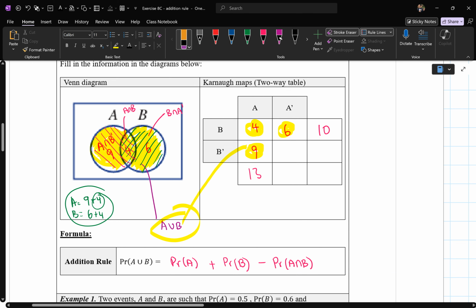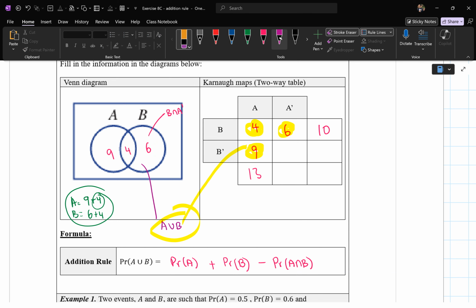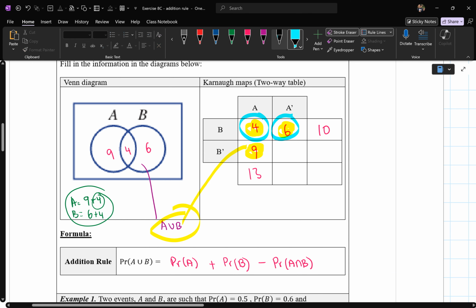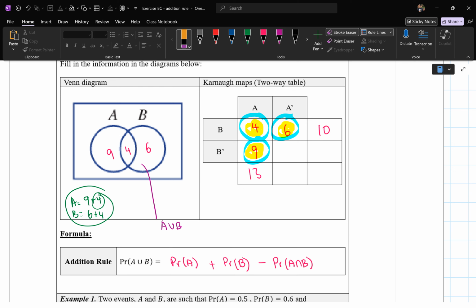Okay? So all in all, what I'm trying to teach you here, what you can take away from this lesson, is to realize that A union B, you can look at it as a formula: probability of A plus probability of B minus the intersection, because you're overlapping. Or if you've got a two-way table, you understand that these 3 regions add up to give you A union B. Okay, so I'm going to draw an arrow.